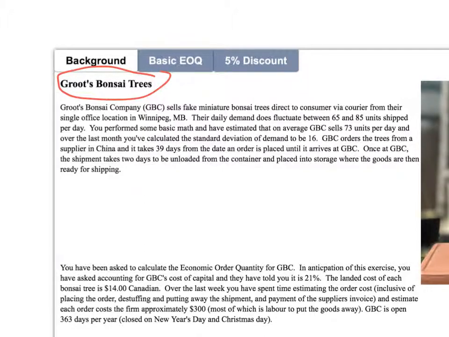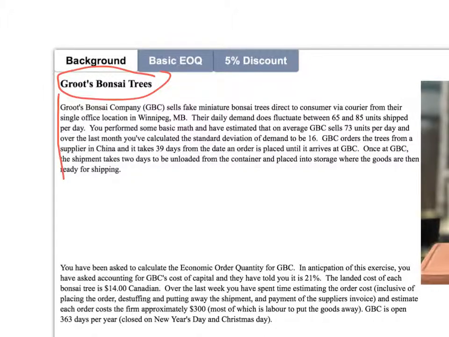And let's just take a look at the company and understand a little bit about what it is that they do and some of the data that we're going to need to understand what EOQ is, economic order quantity. And then we'll look at a price discounting scenario as well. Okay, so a bit of information.